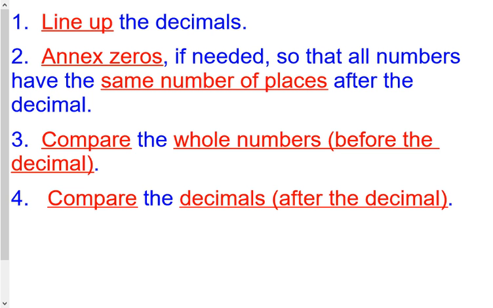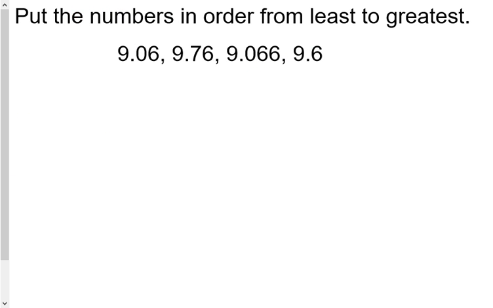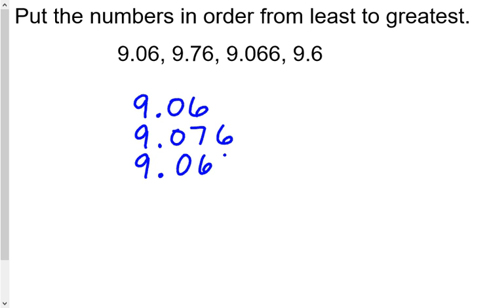So let's look at that in action. It says put these numbers in order from least to greatest. So I'm going to start by rewriting them so that the decimals are lined up with each other. And it's nice to line up your digits as well, so that they're one on top of the other. And if you needed to, you could take a piece of notebook paper and turn your paper sideways so that you could use the lines to help you line everything up as well. That's really, really helpful, especially if you have a hard time just lining them up on your own.